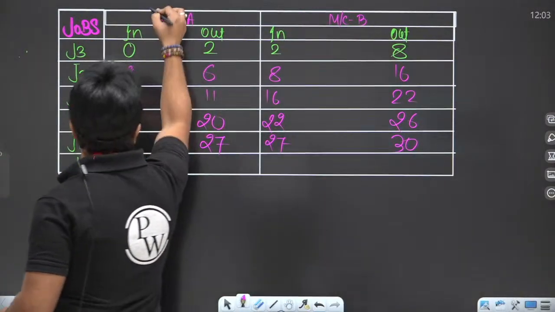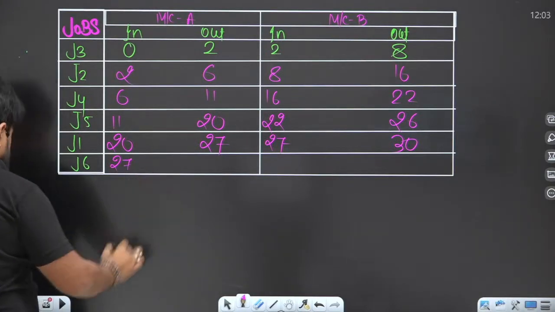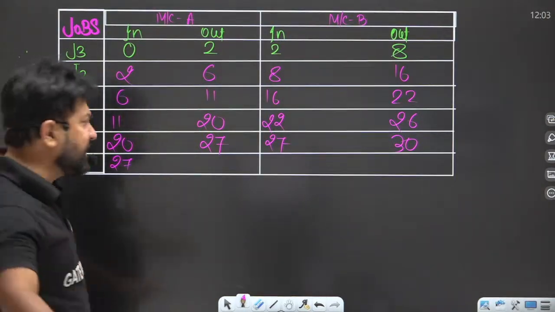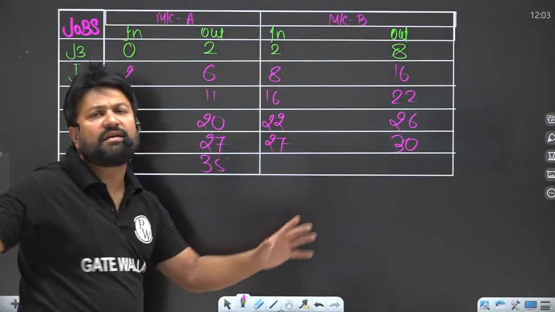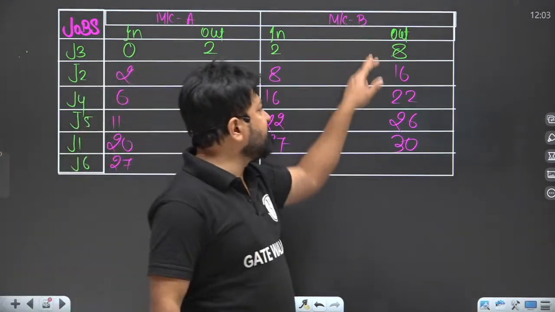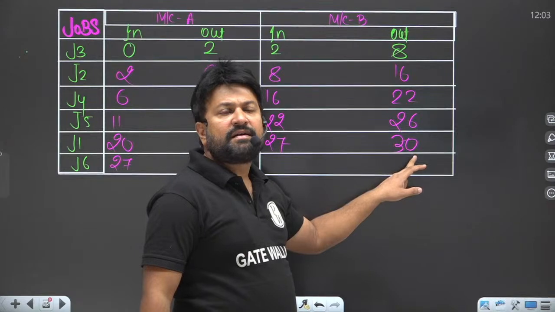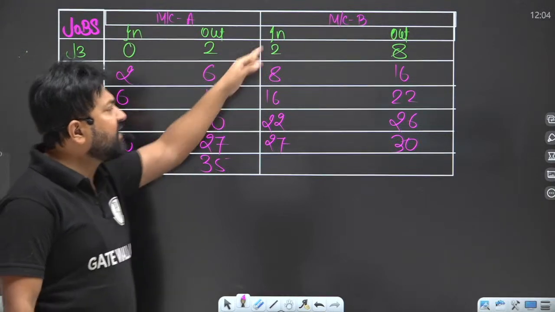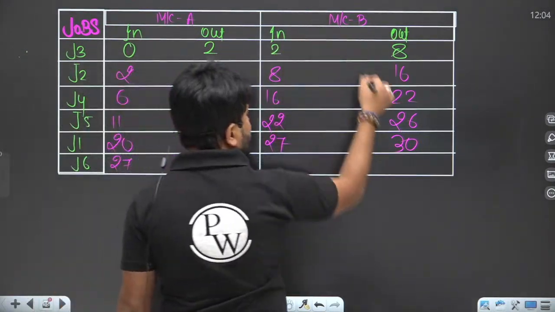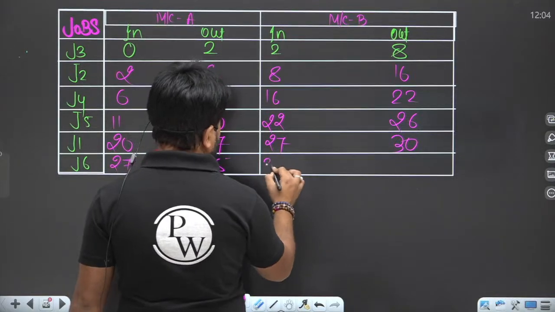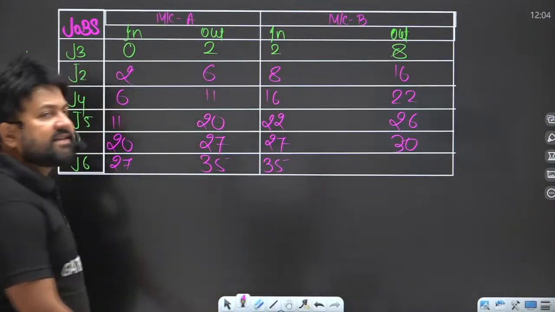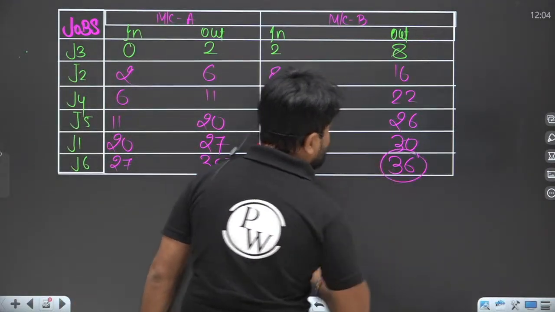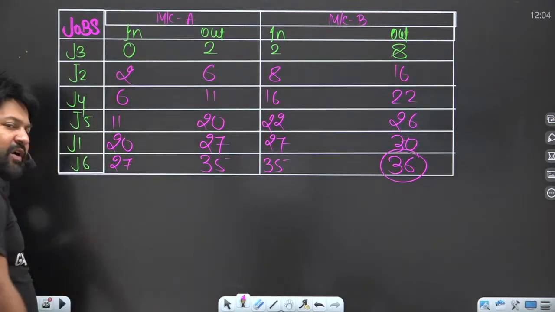Now J6 will be loaded on machine A at 27. J6 has a processing time of 8, so 27 plus 8 is 35. Machine B is free at 30, but it has to wait for 5 minutes until J6 is free, then it will load on machine B. So machine B is idle for 5 minutes. It will be loaded at 35. J6 has a processing time of 1 on machine B, so it will come out at 36. So, the make span time is what?